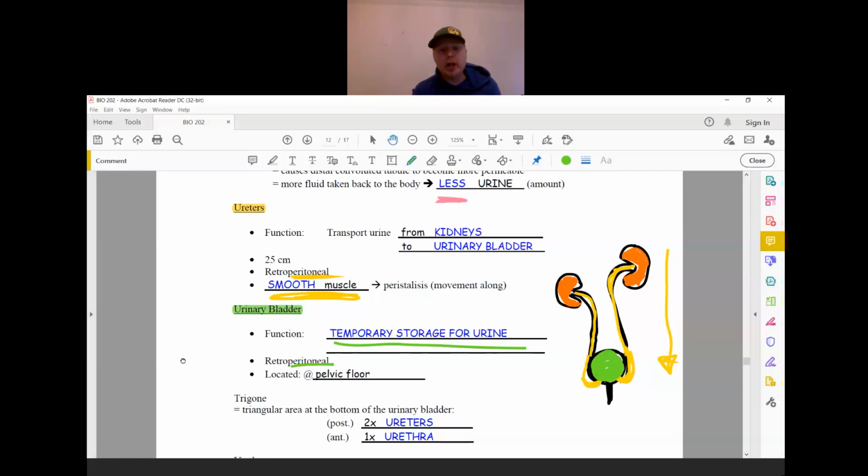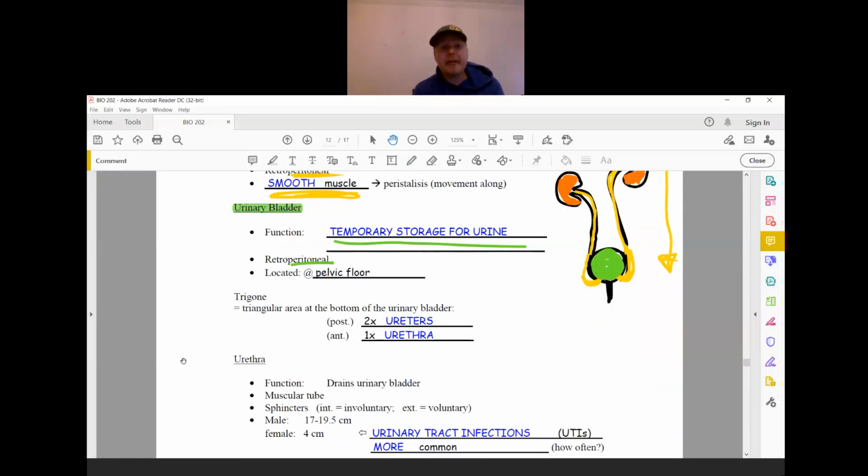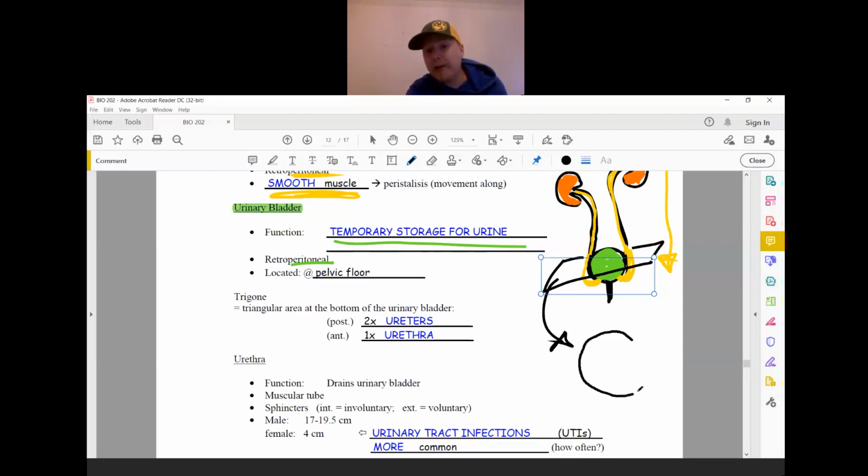One thing that we do notice at the urinary bladder, if we take a view of it, let's cut it in half like this and have a look at what we will see. We are looking from the top down. Here's our urinary bladder. And there are going to be 3 openings at the bottom.